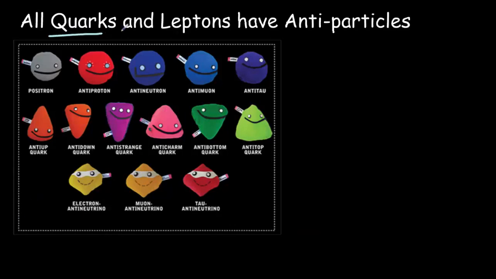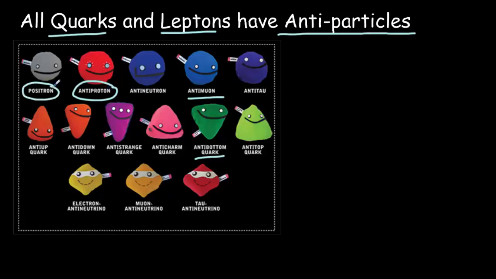Now, all of the quarks and all of the leptons have antiparticles. So I said that sometimes you consider there to be 12 quarks. Well, that's because every quark has an antiquark. So that would make 6 times 2 equals 12. So there's anti-muons and anti-bottom quarks, etc. You can even have an antiproton, which would be composed of 2 anti-up quarks and an anti-down quark. A positron here is really an anti-electron.